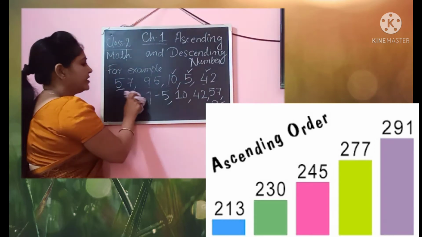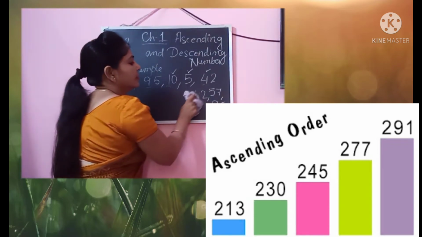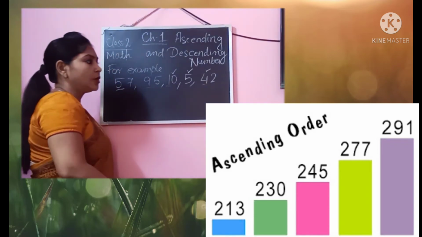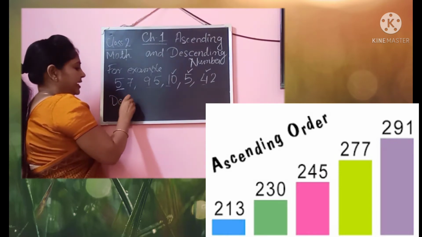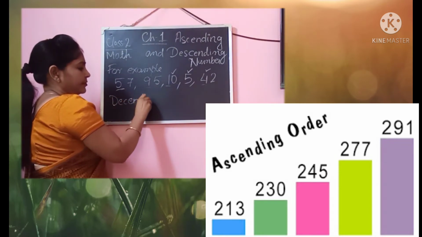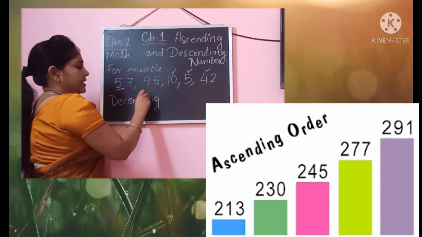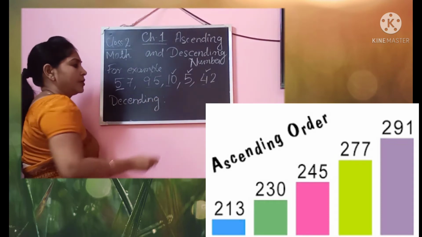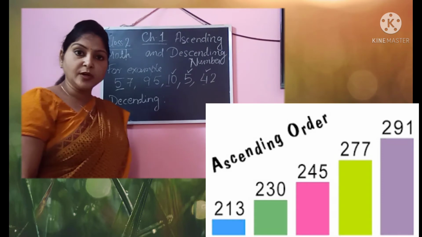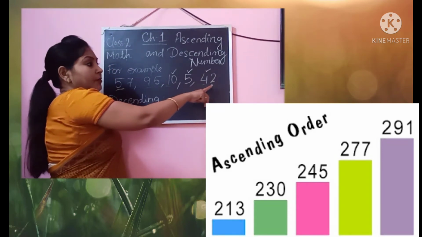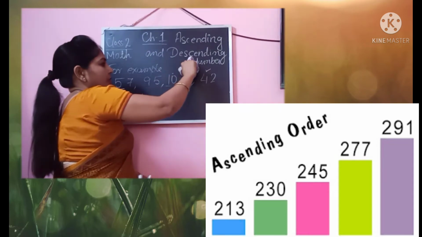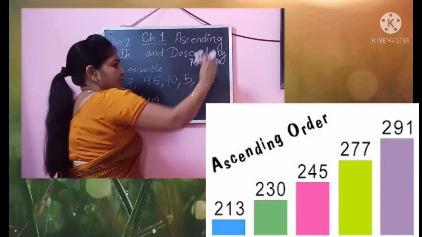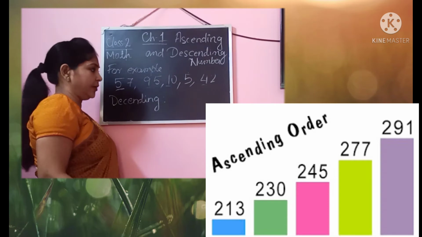Let's write the same numbers in descending order. So in descending order, first, descending. Please learn the spelling of descending and ascending. Okay. Now in descending order, first we start from the biggest number. Now we will just erase these tick marks so that we can do it.